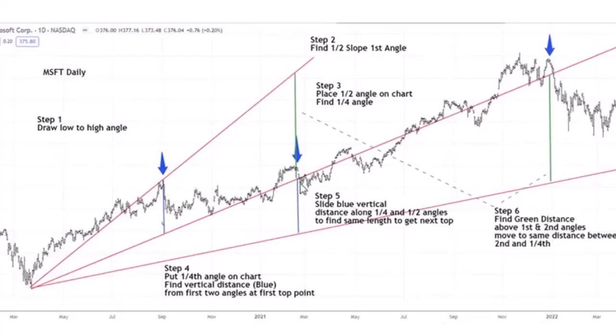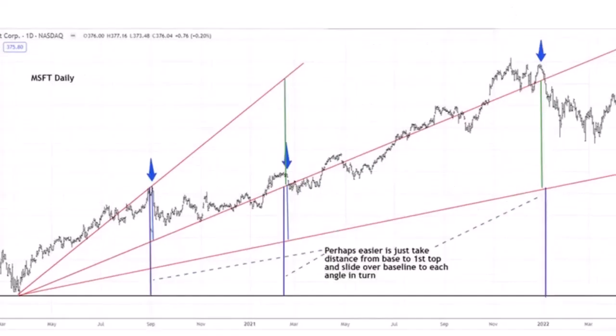Now we can also do something. We can take from the top angle down to the angle here for that bigger size, and we can slide that guy over here, and it gives us this exact top here. Again, these are very precise things right to the day, right to the bar, without any moving averages or anything else to look at except your bar chart.